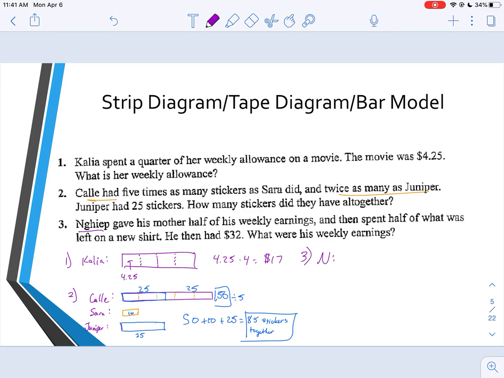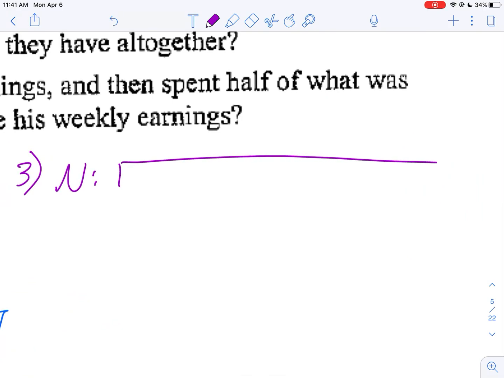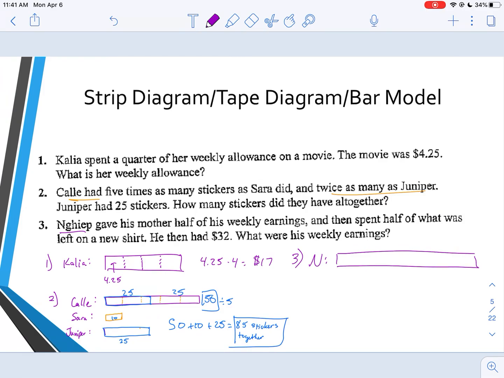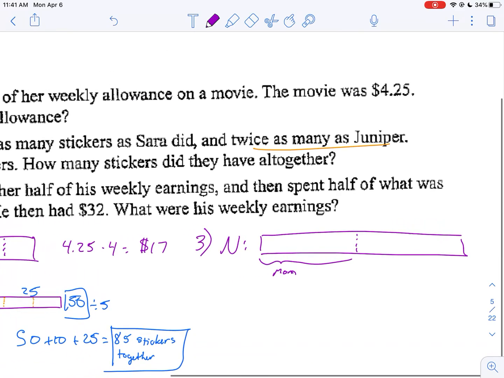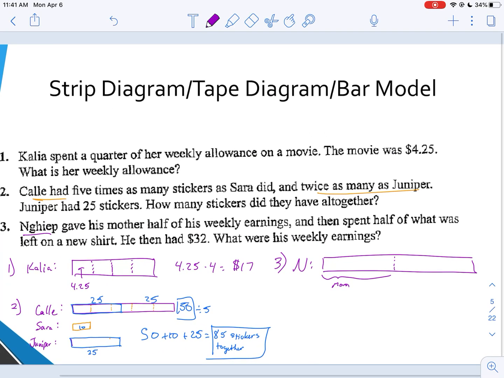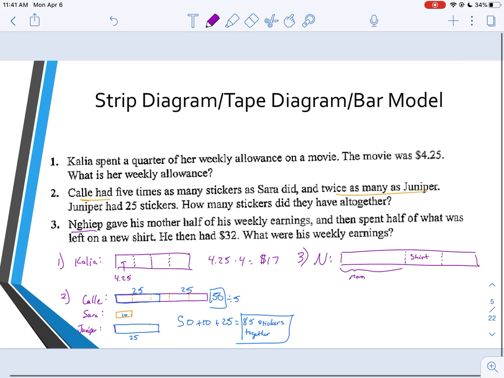So we have number 3, Nagep here. He's got his weekly earnings, and then he's going to be taking things away and giving things out of that. So half he gave to his mother. A nice guy. So his mom gets this. And then spent half of what was left on a new shirt. So this is going to be his shirt here.